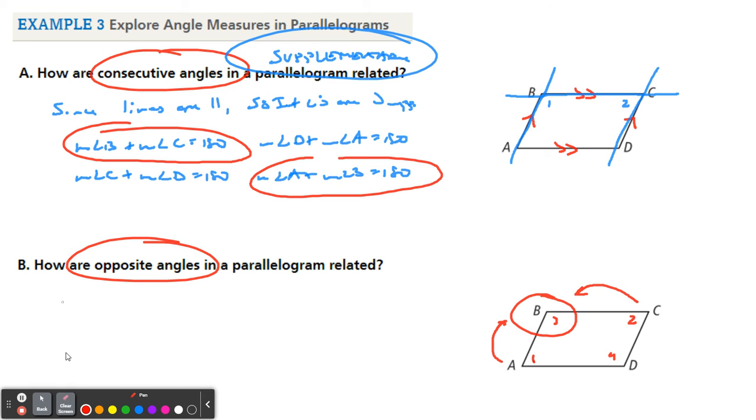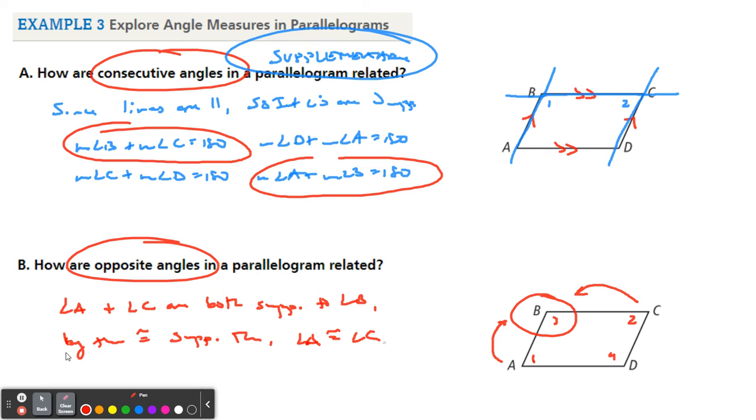So because of that, since angle A and angle C are both supplementary to angle B, by the congruent supplements theorem, angle A is congruent to angle C. By the same reasoning, we could understand that angle B would also be congruent to angle D. So in this case, your opposite angles are congruent.